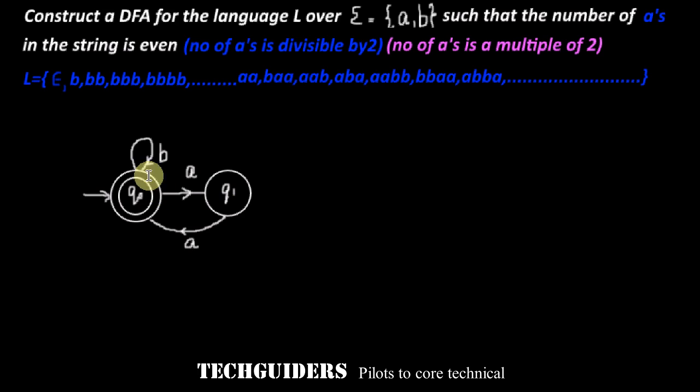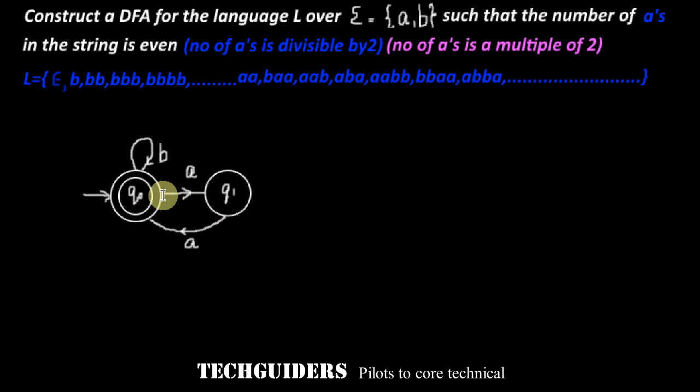So generally this state represents, or this state is the memory that the number of A's is a multiple of 2, and this state is the memory that the number of A's is a multiple of 2 plus 1. Else we can say this state remembers that the number of A's is even, and this state remembers that the number of A's is odd.